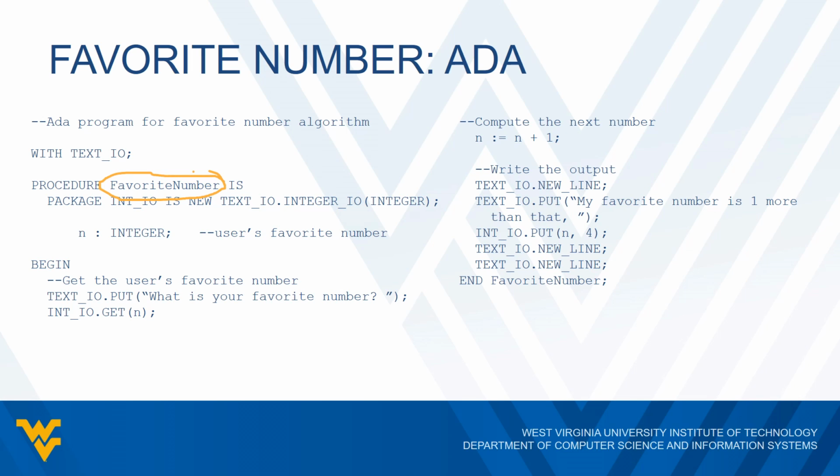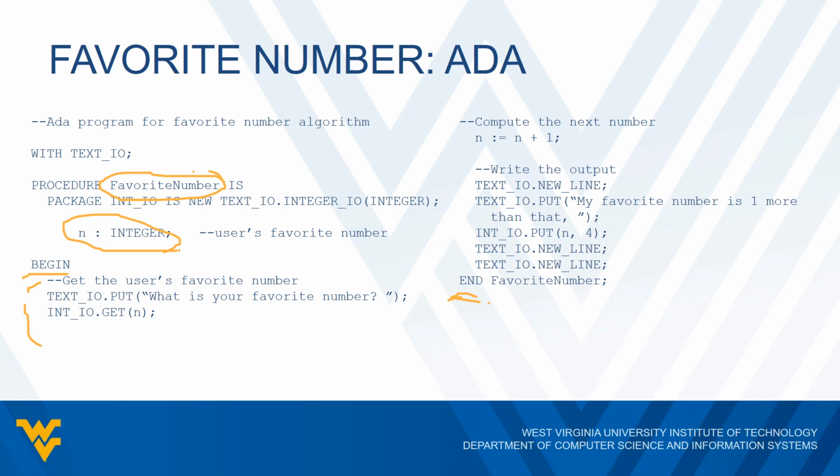We're trying to get some input, and we see that we're declaring n to be an integer, so that's done right here. And then notice the begin and end part. We have the begin right here, and we have the end here. This lets us know where the execution of the code actually begins and ends. We have some comments in here that let us know what's going on at each step of the algorithm. This section takes care of the input part. It's asking the user what is the favorite number, and then Int_IO.Get(n) is how we would input n.